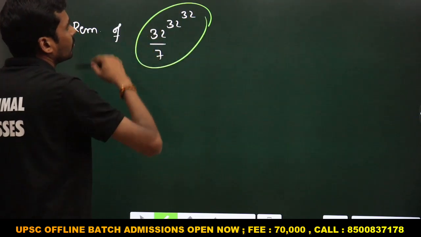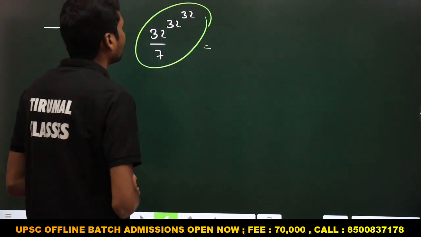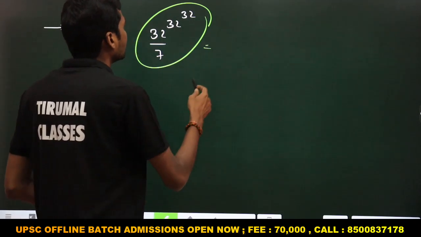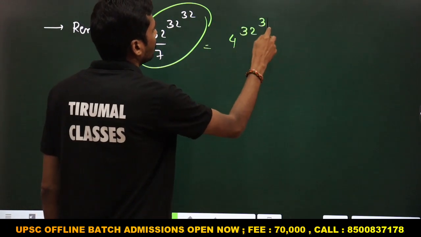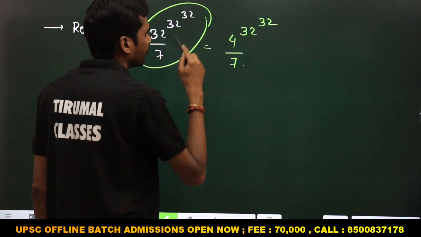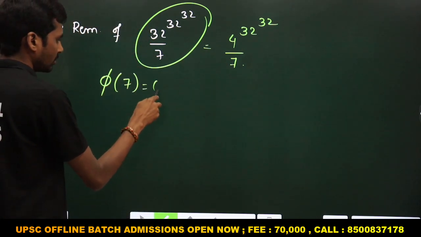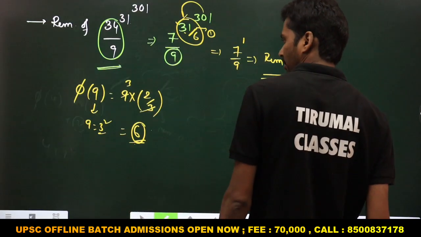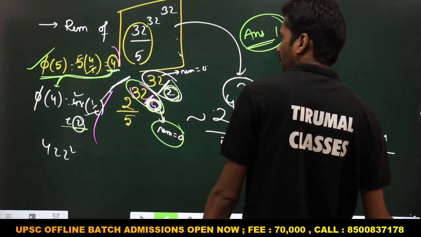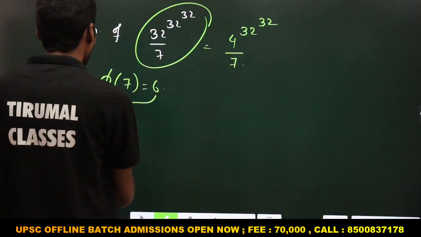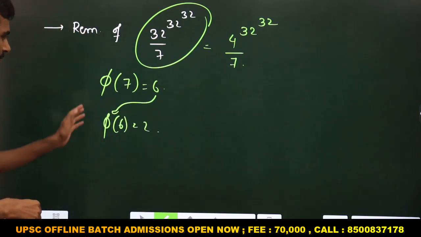Let's take another example. 32 to the power of 32 to the power of 32 divided by 7. So 7 5s are 35 or 7 4s are 28. 28 means that the remainder is 4. Now the problem becomes 4 to the power of 32 to the power of 32 divided by 7. So take phi of 7 value. What is phi of 7 value? We have already found that it is 6. If you have any doubt, please check that one. Phi of 7 value is 6. And also remember that phi of 6 value is also 2. You can check it later, no problem.